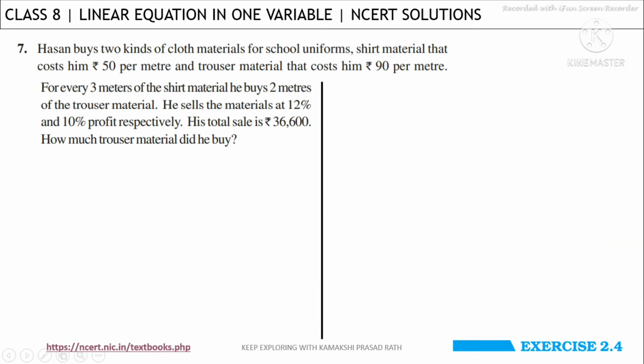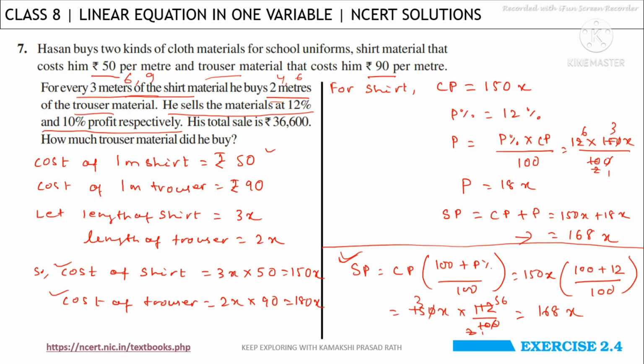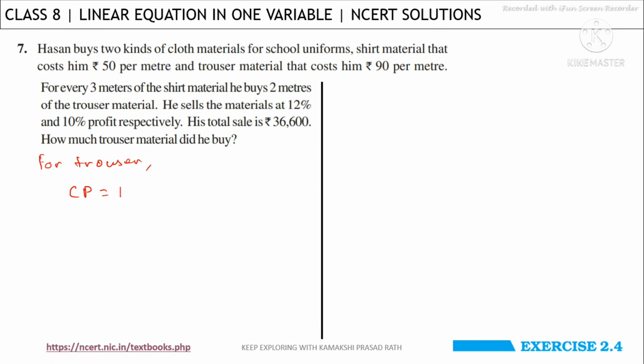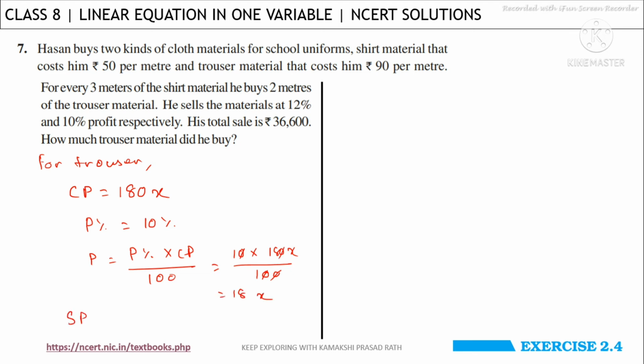Now we will find it for the trouser. For trouser, the cost price we have got is 180x. And the profit percent we have got is 10%. So we will find the profit. Profit is profit percent multiplied by CP by 100. So profit percent is 10 multiplied by CP by 100. We can cancel out the zeros and we get 18x. So the selling price of the trouser will be cost price plus profit, that is 180x plus 18x, we get 198x.